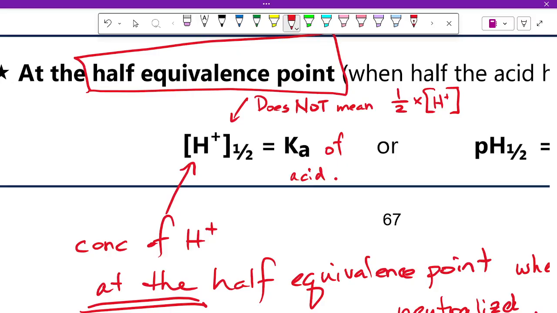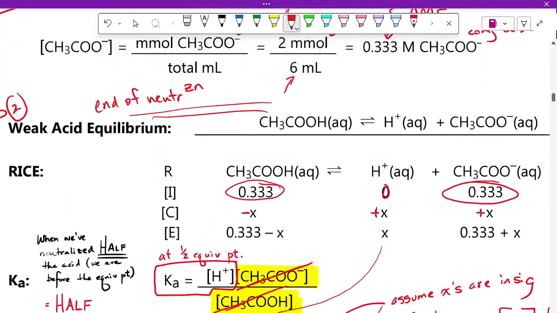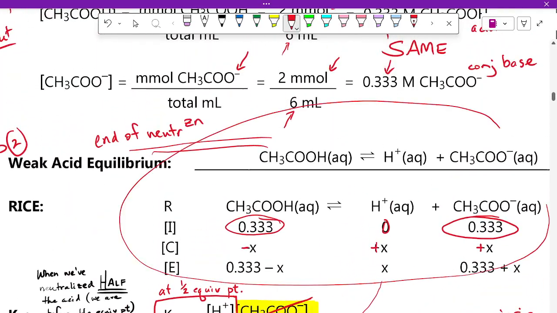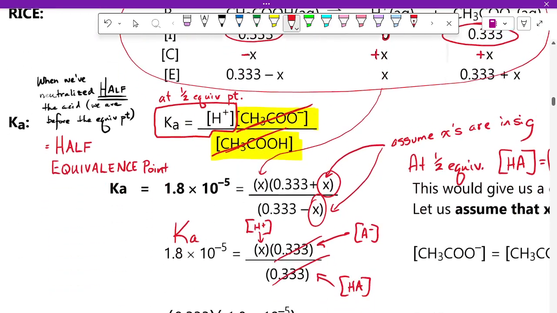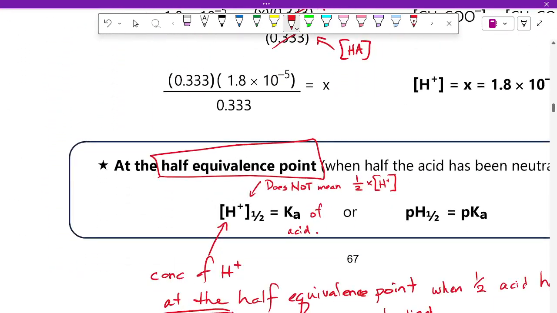Okay, so that's where we got to yesterday. You are not going to have to do any of this stuff. Like, that's a lot of work, yes. You don't need to do any of that. You just need to know that at the half equivalence point, hydrogen is equal to Ka. All right?